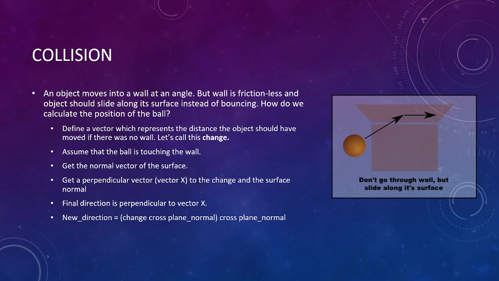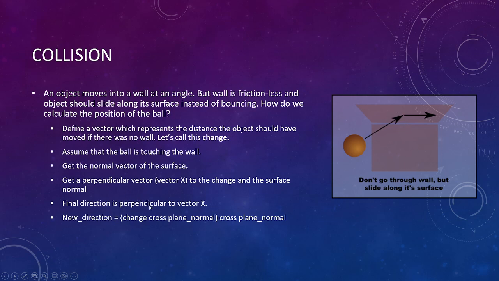So this could be used for collision. Launcher moves into a wall at an angle. The wall is frictionless and the object should slide along its surface instead of bouncing. How do we calculate that position? So we have to define the vector of the wall where it's going to, which represents the distance the object should have moved if there was no wall. We'll call that change. So assuming na andito na yung bola, we get the normal vector of the surface wherever it's facing at.